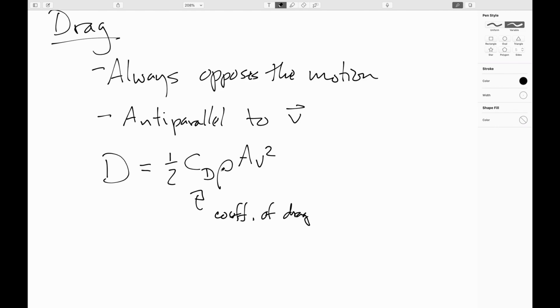This funny thing here is a lowercase Greek letter rho. It is not a letter P. And this is the density of the air. This is in kilograms per cubic meter. That's going to depend on the altitude you're at.